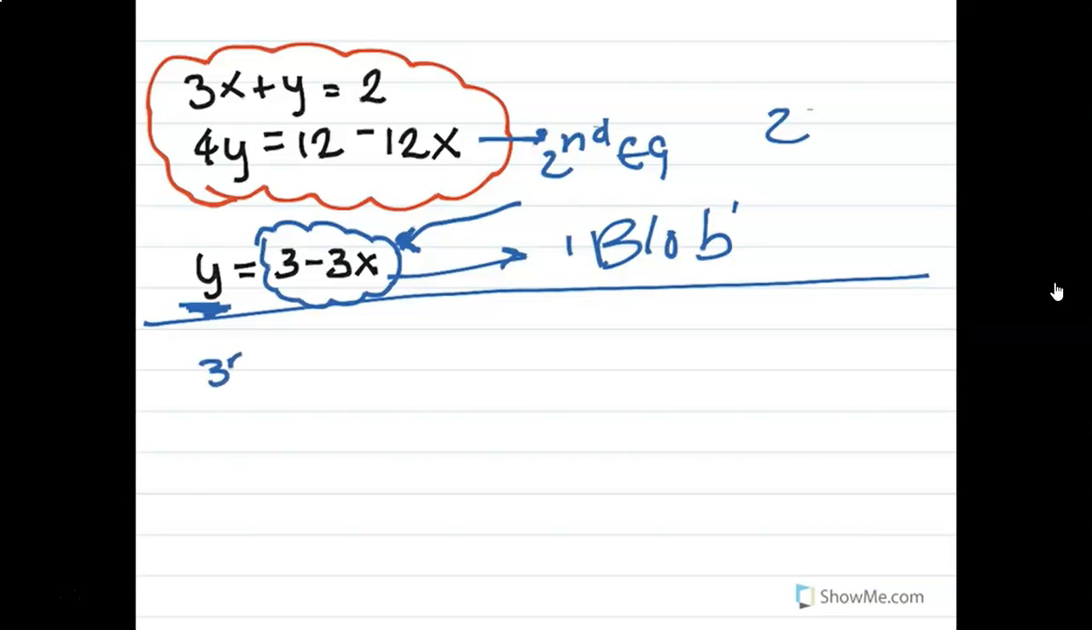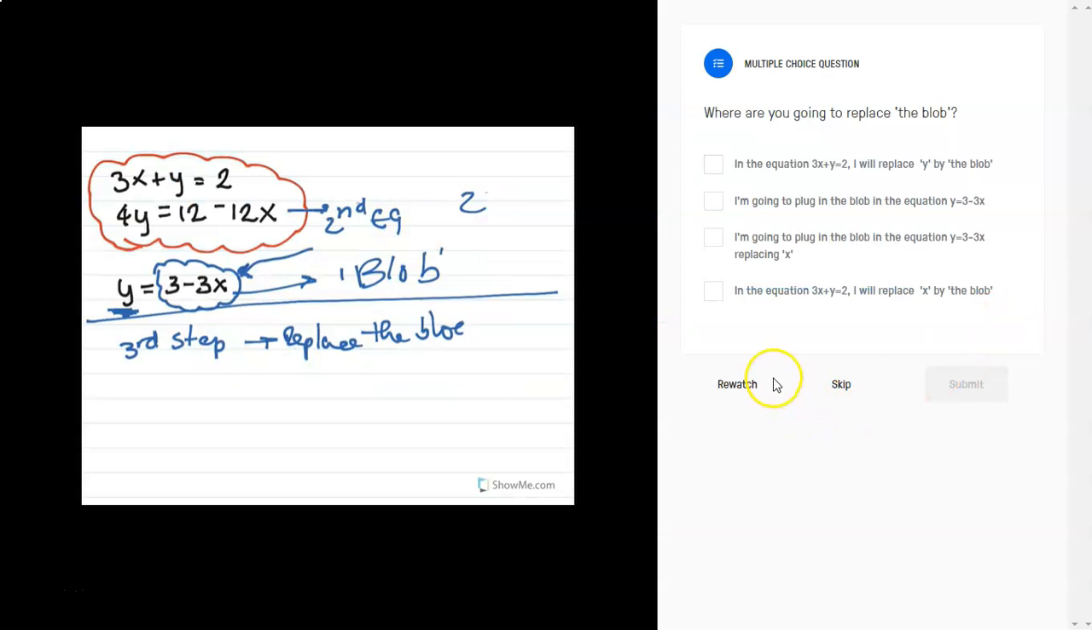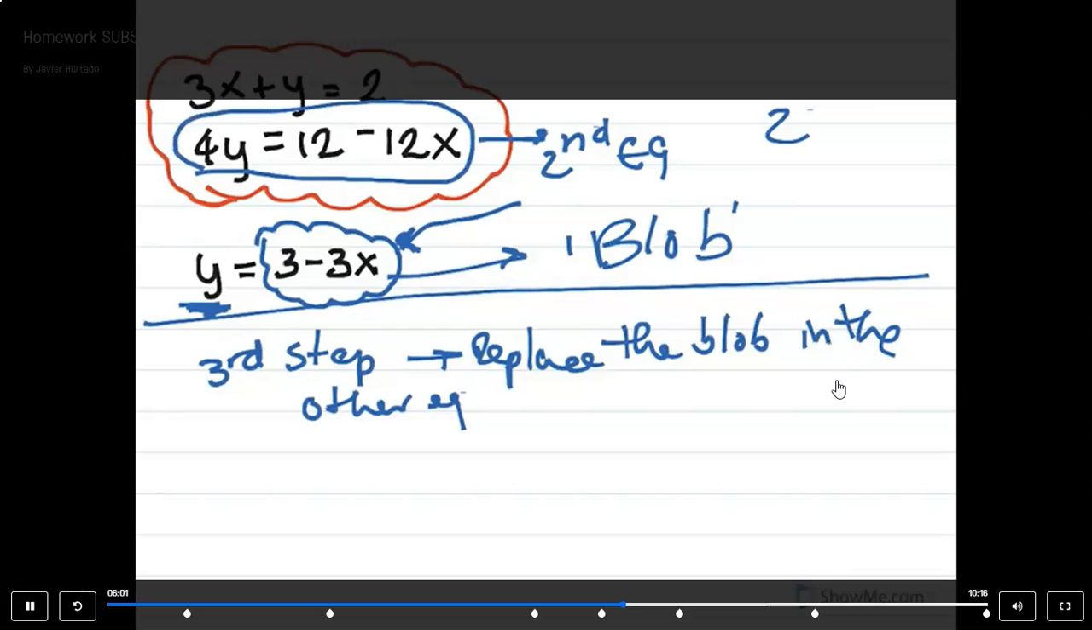And then for my third step, I'm going to replace the blob in the other equation. What I mean is, I was working with my second equation. From my second equation, I got my blob, right? But I haven't touched the equation 3x plus y equals 2, okay? But at the same time, when I worked the blob out, I got this.